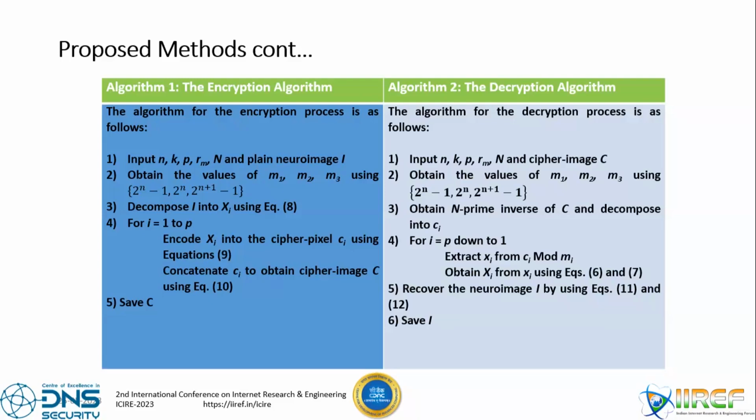Okay, thank you. So this is used to generate the encrypted residues from where we obtain our cipher neuroimage. The decryption is the reverse process, but in the reverse approach, we adopt a mixed radix conversion algorithm.